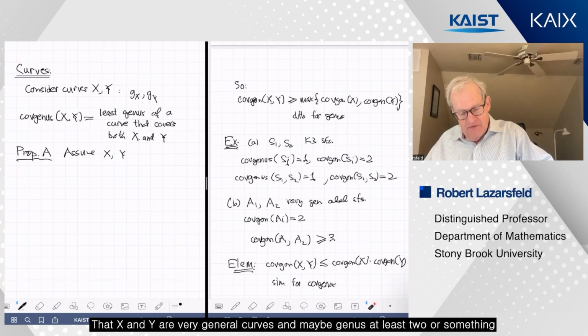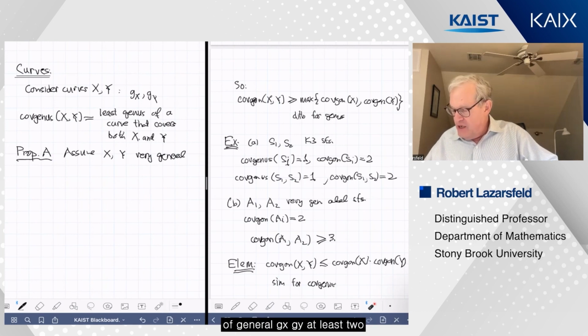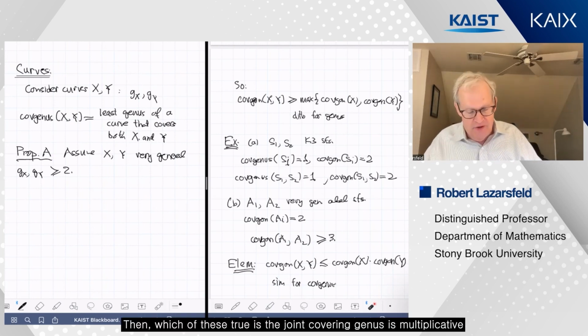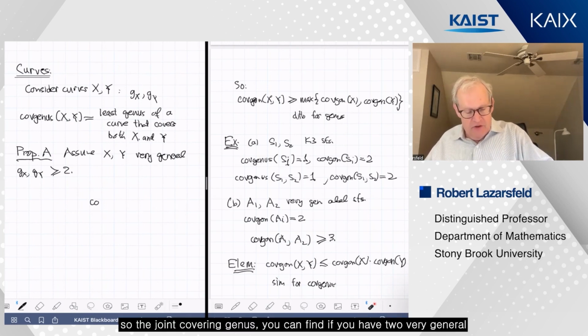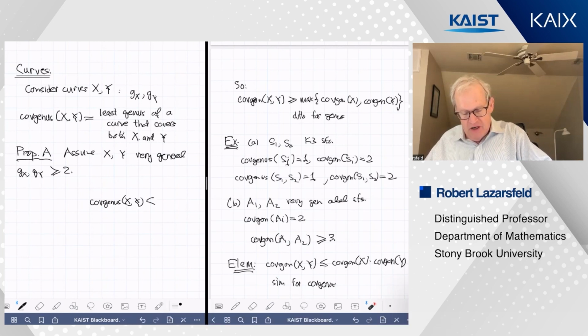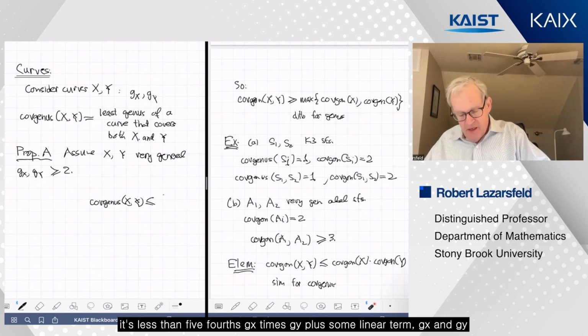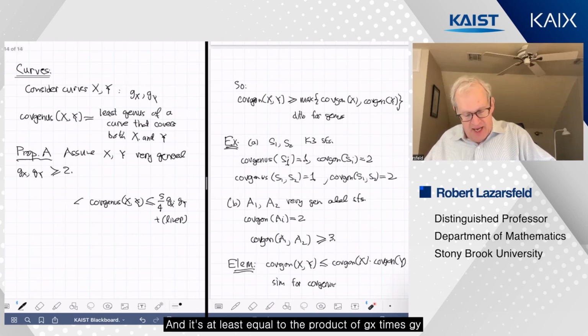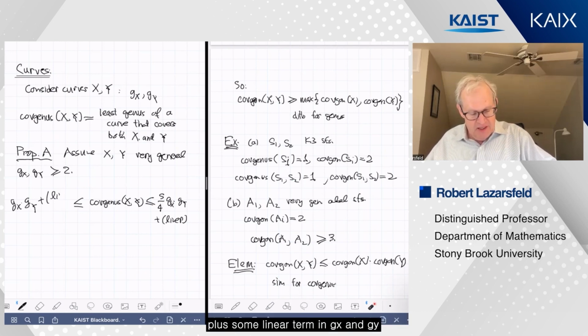Suppose X and Y are very general curves of genera g_X, g_Y at least 2. Then what's at least true is that the joint covering genus is nearly multiplicative. The joint covering genus of two very general curves of those genera is less than 5/4 g_X times g_Y plus some linear term in g_X and g_Y, and it's at least the product g_X times g_Y plus some linear term in g_X and g_Y.